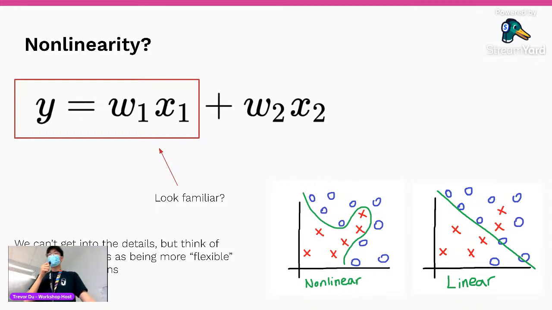We can't really get into the deep details, but think of nonlinear functions as being way more flexible than linear functions. So for example, if we wanted to divide two sets of x's and o's, then with a linear function, it'd be pretty hard with this distribution, right? But with a nonlinear function, it's pretty easy. Just loop around. So we want our sigmoid function for nonlinearity.